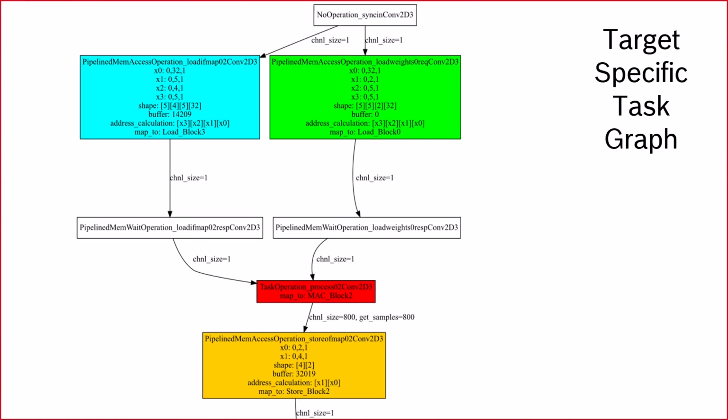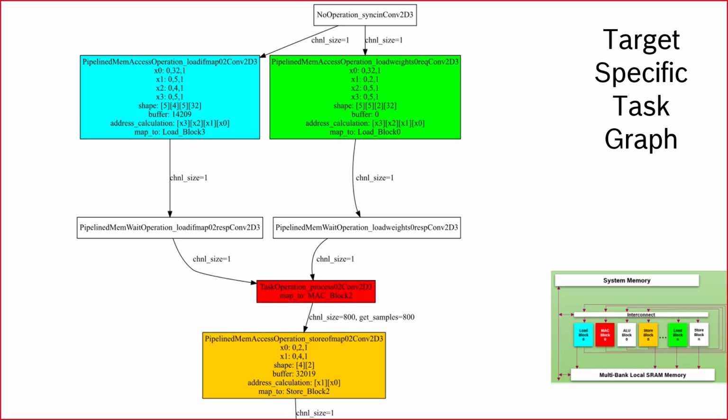So let's have a closer look into the semantics of such a target-specific task graph. Each colored node here is mapped to a hardware resource. For example, the cyan one is mapped to a load block and loads input features. The green one is mapped to a load block and loads weights for the convolution. The red one is mapped to an ALU block and carries out multiply and accumulate operations with the data that are fed by the load blocks. And the outputs of the multiply and accumulate block are fed into the store block, which is here shown in orange, which stores the data into the memory again.